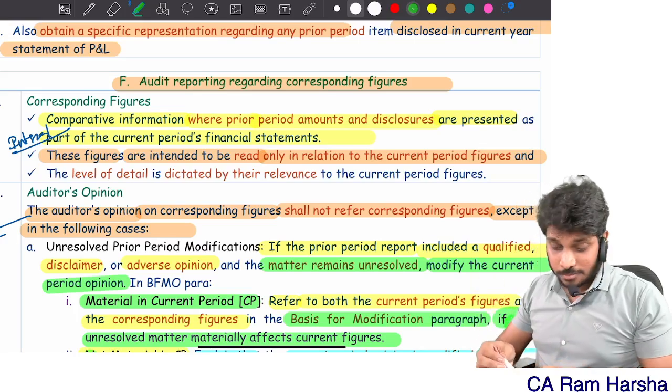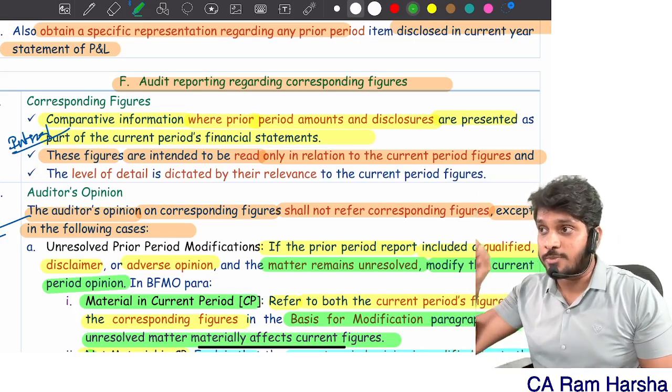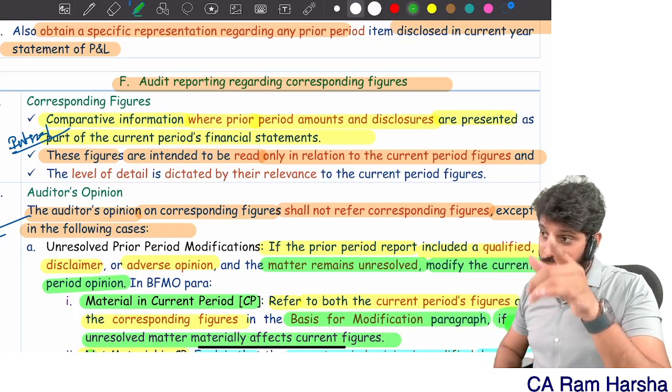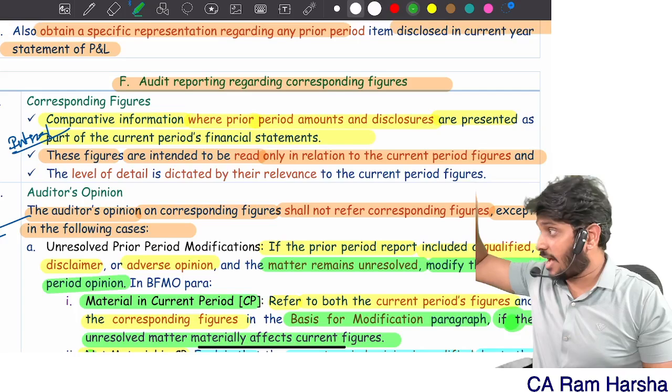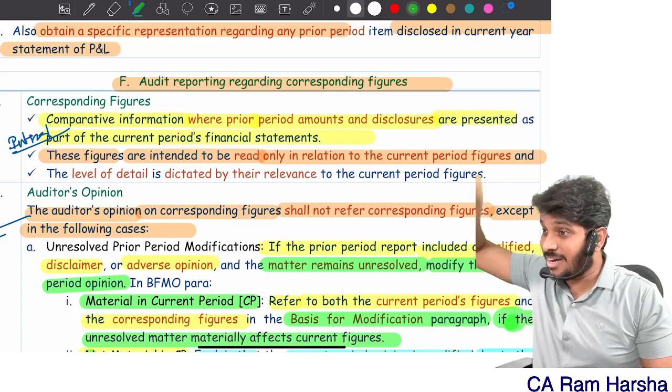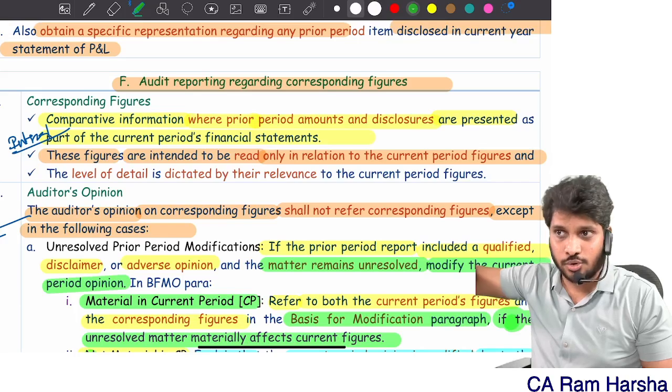For example, last year we had only two types of debtors, less than 6 months and more than 6 months but less than 1 year. But this year we have more than 6 months, more than 1 year, more than 2 years, more than 3 years. So you mention more than. Last year you may not have that, or you may have it. Mention the details of last year also in disclosures.